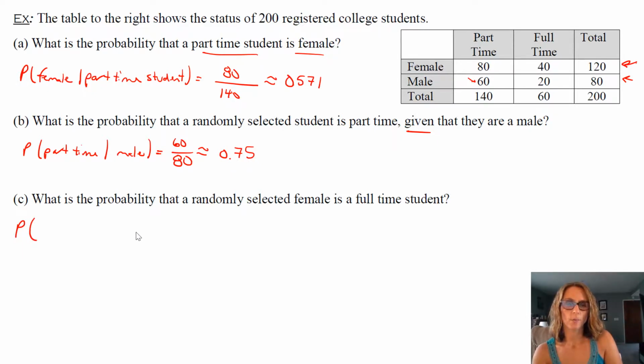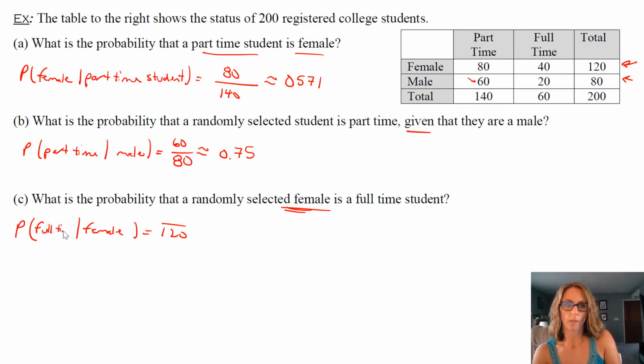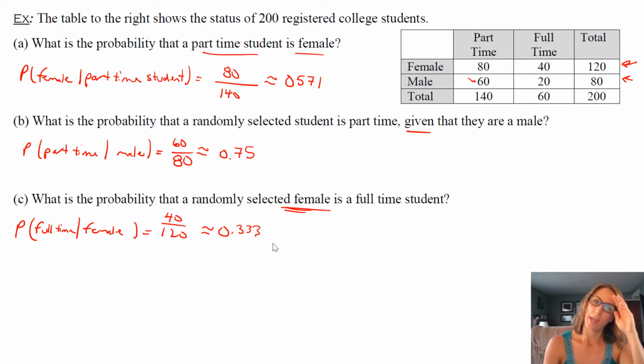And the last one, again, not using the word given, but indicating given, because it's saying a randomly selected female. So not just a randomly selected college student, a randomly selected female. So we know that we are already talking about the females. They're over in their own little container. There are 120 females. We're talking about them. And then we want to know about full-time. So at that point, we would take a look and say there's 40 full-time females. And so that's about 0.333 to 3 significant figures. And that's conditional probability and the end of chapter 4.